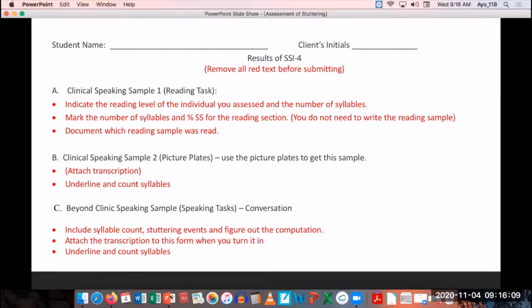You do not need to write down the entire reading sample. You just need to tell me which one it is that you're using. Document which reading sample was read. Duh, I just said that. Okay, so that's what you're putting there.